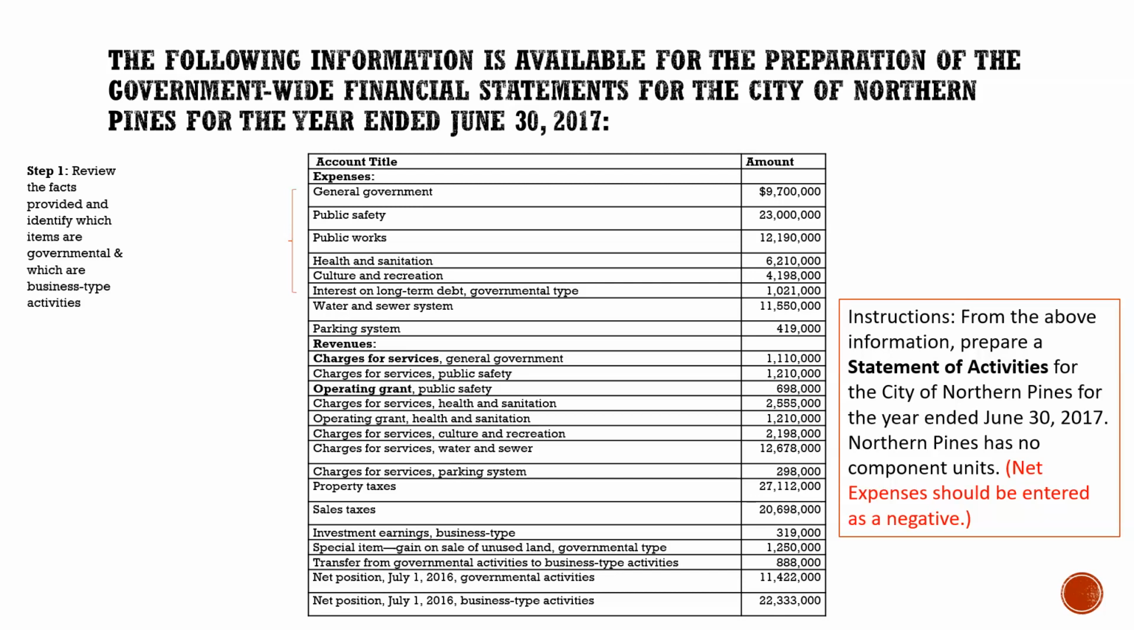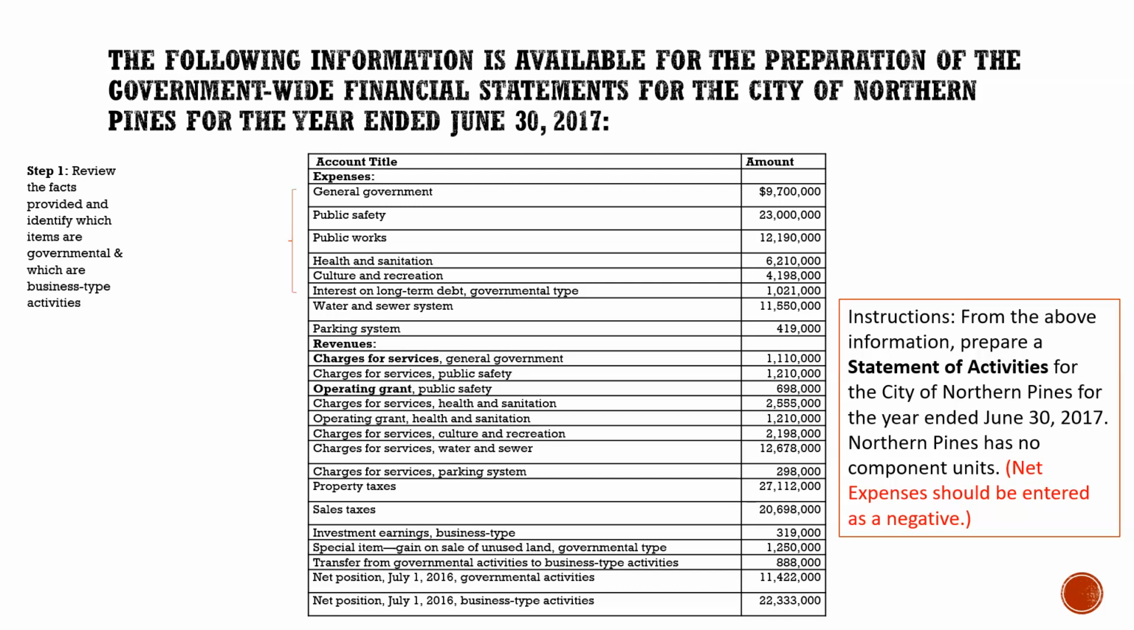So just think about each one of these types of programs and think, okay, is this something where we've got an exchange transaction? Is there an exchange happening? So for like general government, public safety, public works, health and sanitation, culture and recreation, we know that no, we don't. We don't have an exchange taking place here, right? Culture and recreation, I would think of something like maybe Springfield's Art Museum or something like that, something that's owned by the city, but they're not really trying to make money off of it. It's just a service they're providing to the citizens.